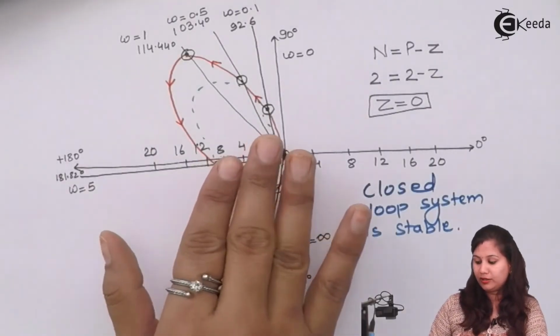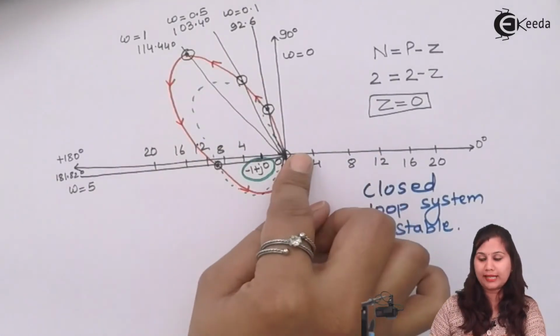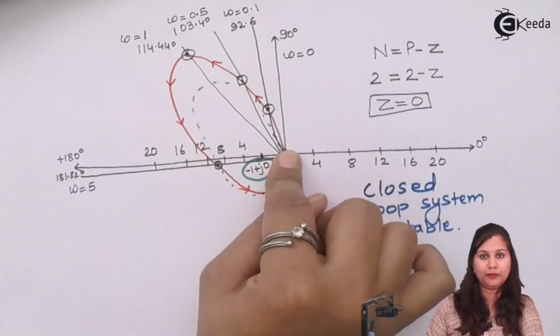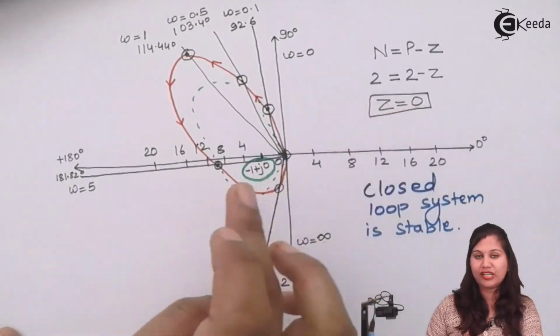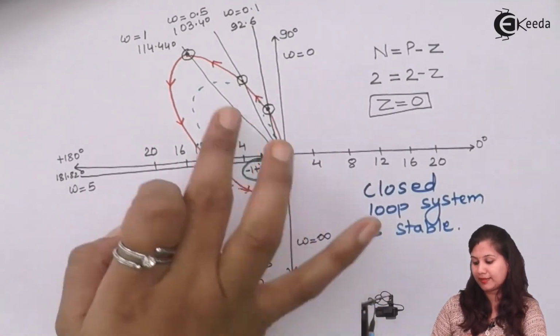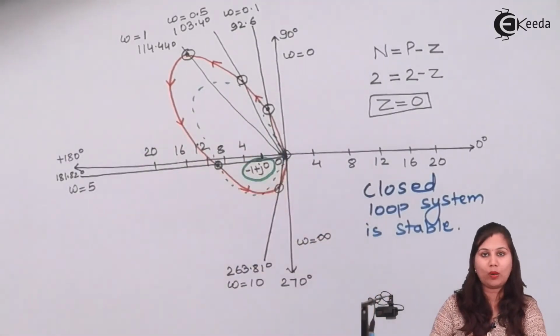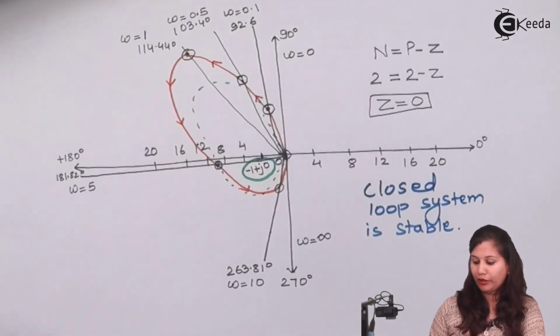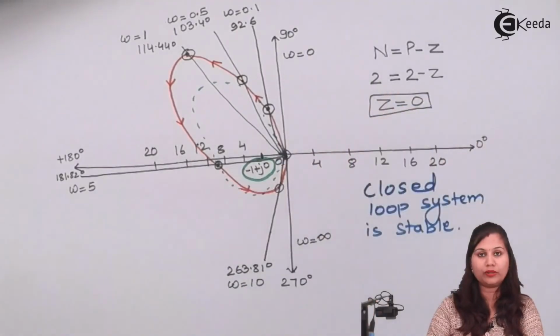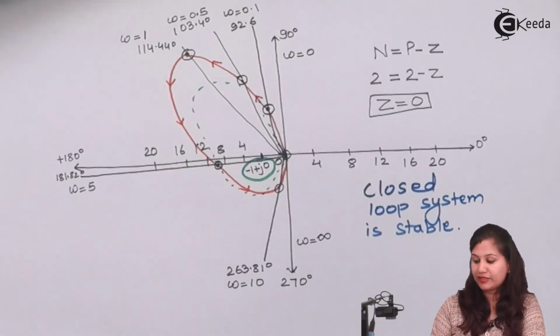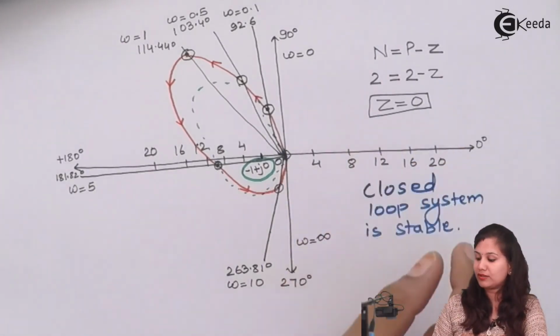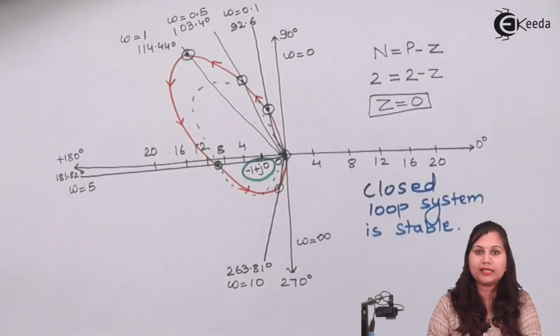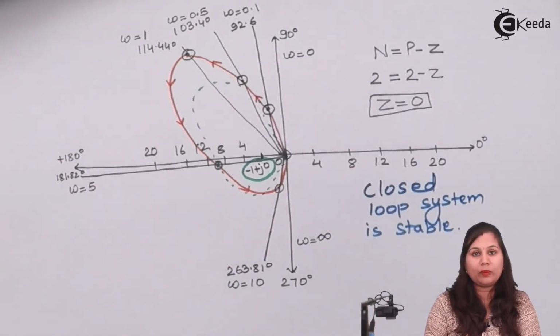So first we draw the polar plot, and then we have the mirror image of the polar plot, and for stability we check the encirclements made by this curve around the point minus 1 plus j0, and according to the number of encirclements, we calculate the value of Z. And if Z is coming out to be 0 in this question, we can say that the closed loop system is stable. So in this way, we can solve the problems in which we have to draw the Nyquist plot of the system when its open loop transfer function is given to us.